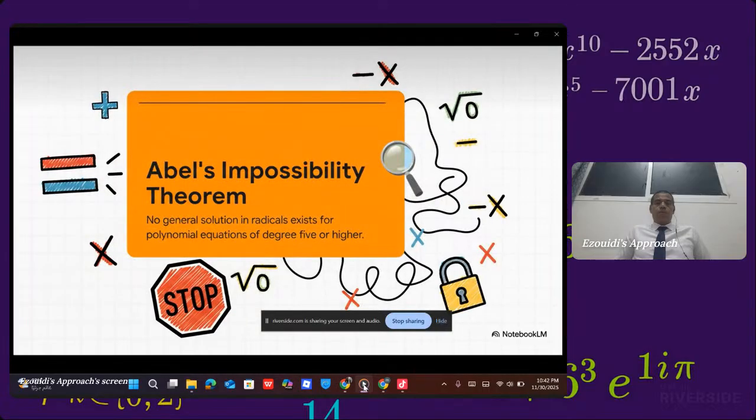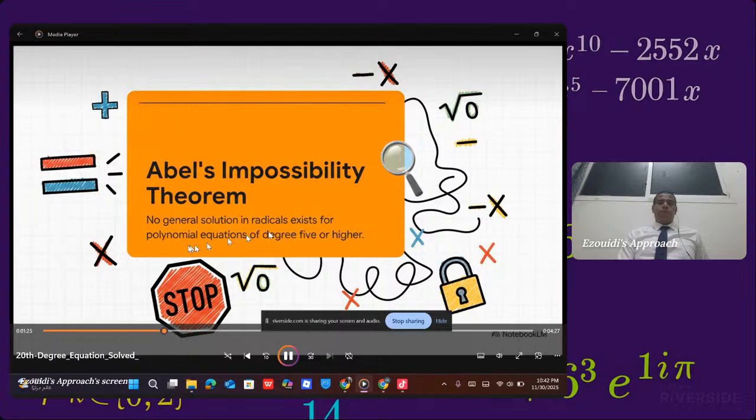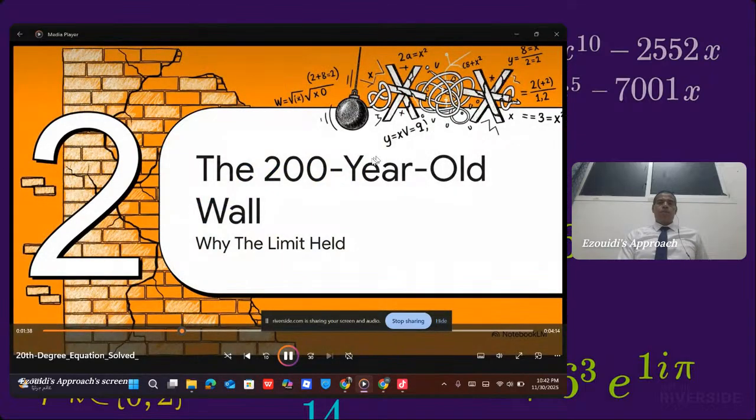So the crucial point here is this. Abel's theorem basically says there is no single one-size-fits-all formula using the simple tools, addition, subtraction, square roots, to solve these really complex equations. It pretty much drew a line in the sand for algebra and said, you shall not pass. But why? Why did this wall stand for so long? What was it about these equations that made them seem so completely, fundamentally unsolvable?